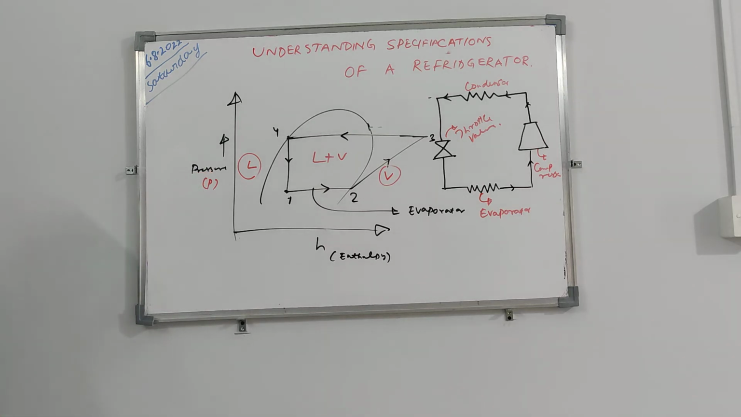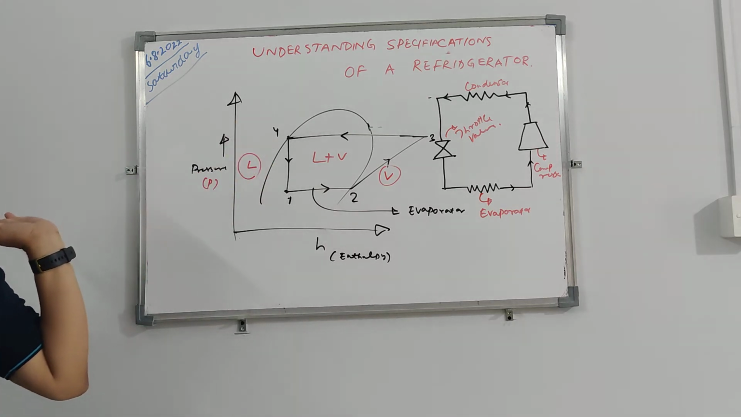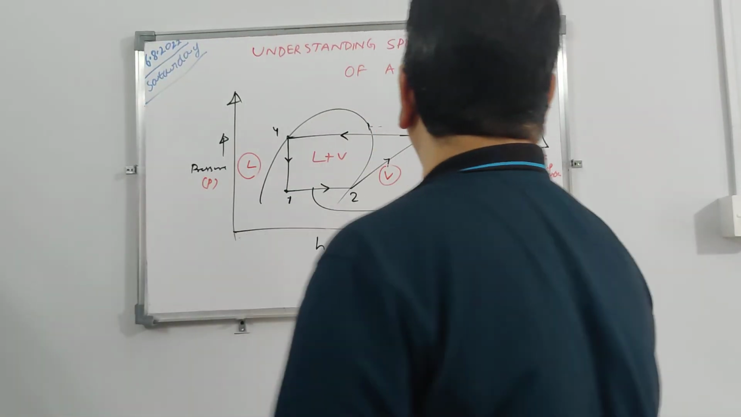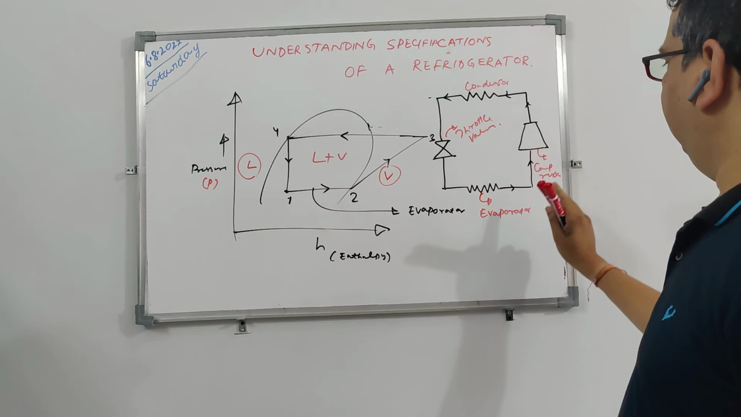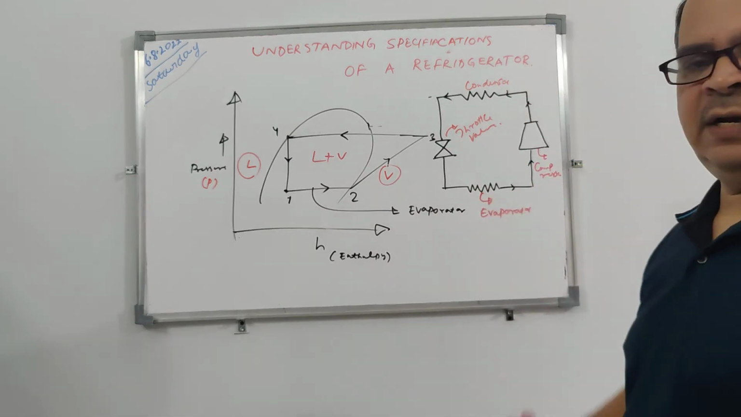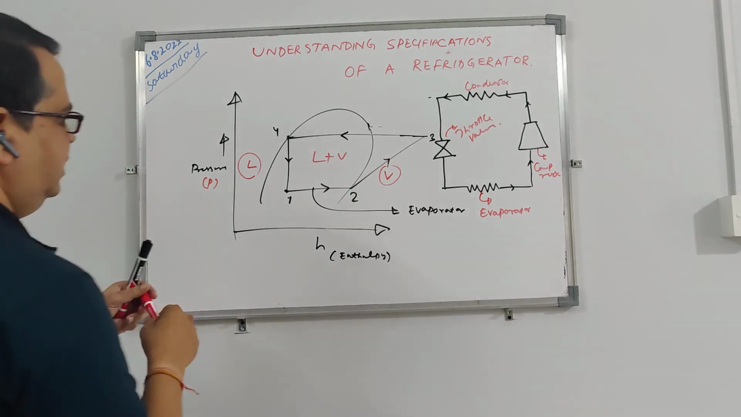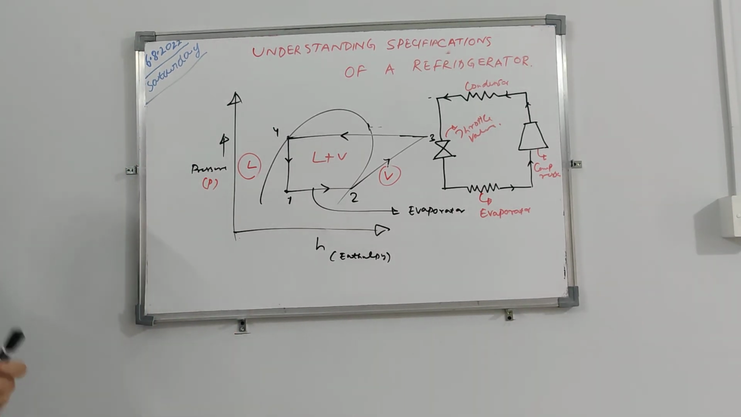Similar things happen in air conditioning also. The four components in refrigeration and air conditioning are the same: evaporator, compressor, condenser, and throttle valve. So let us now understand this refrigeration principle. You have to follow two things: one is the first law of thermodynamics, another is the second law of thermodynamics.